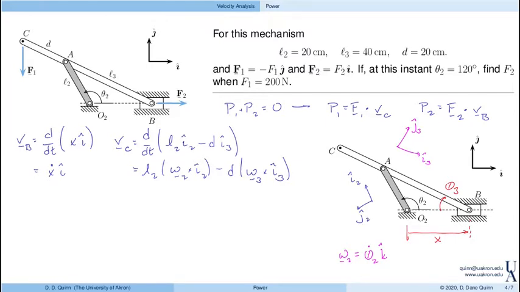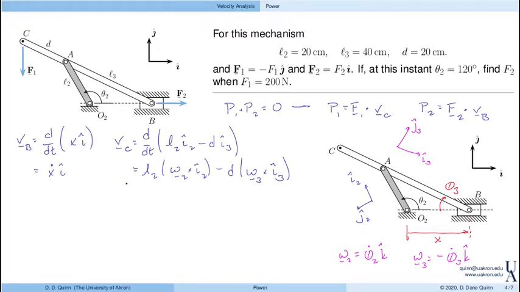So now, when I go to determine omega 3, it's actually minus theta 3 dot in the k direction. If theta 3 dot is positive, then this frame of reference spins clockwise, and of course clockwise is in the minus k direction. So again, theta 3 dot positive, the angular velocity is minus theta 3 dot in the k direction.